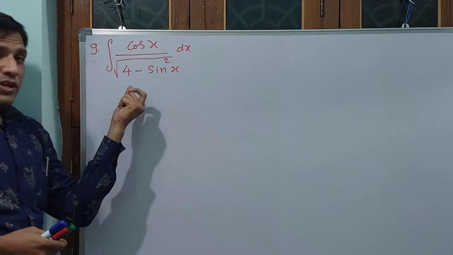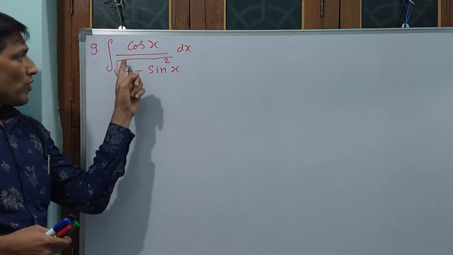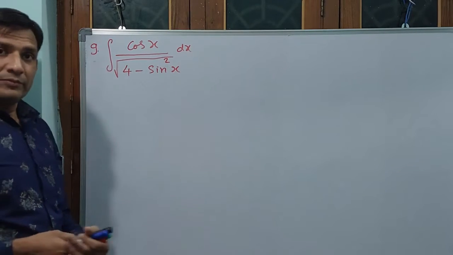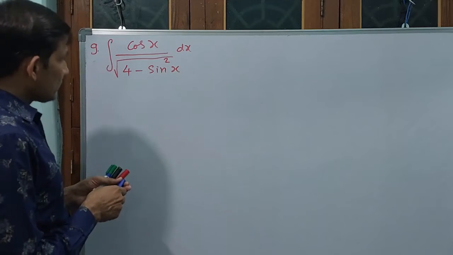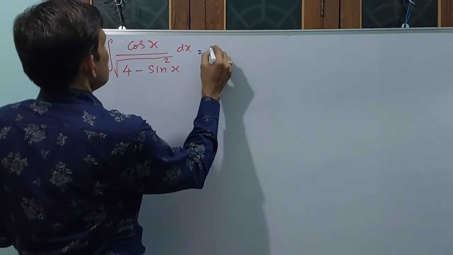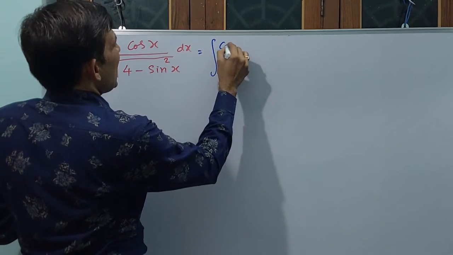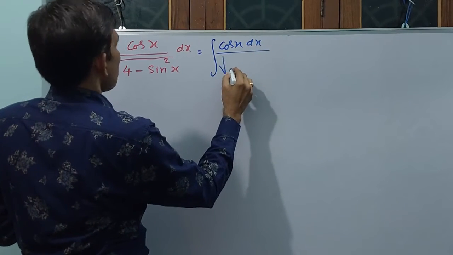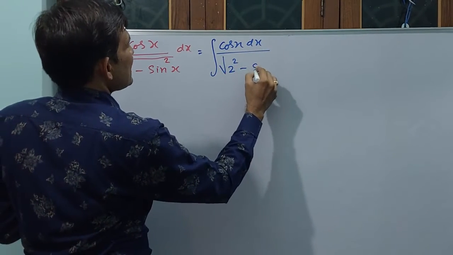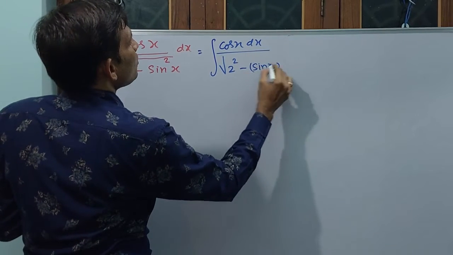But a little bit of modification you have to do. You have to take this as 2 square minus sin x whole square. Write down. See how I am taking this. That is equal to cos x dx divided by square root of 2 square minus sin x whole square.